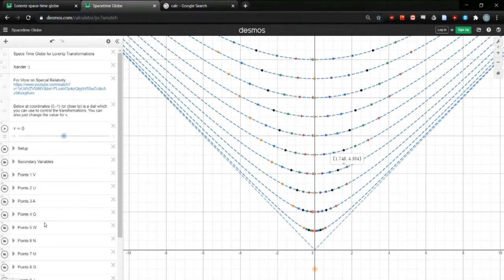Can anyone take that? Can everyone see the coordinates? Yeah, we can see the coordinates. Okay, so do you see the 1.746 and 4.36?